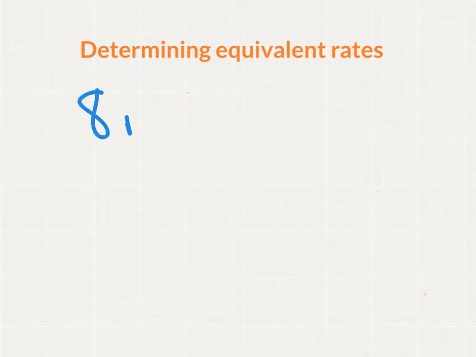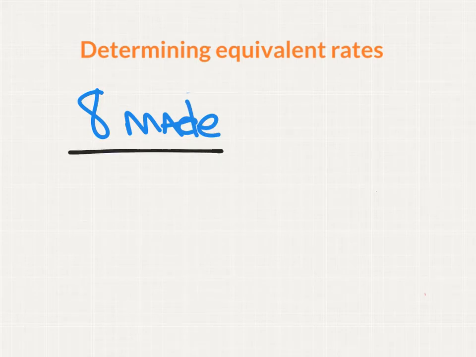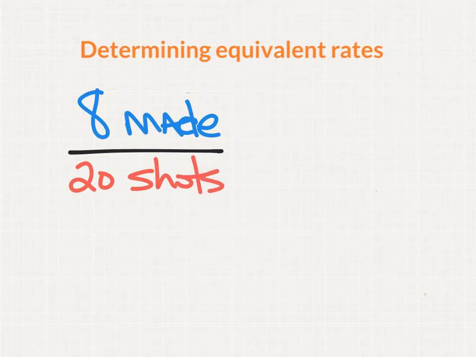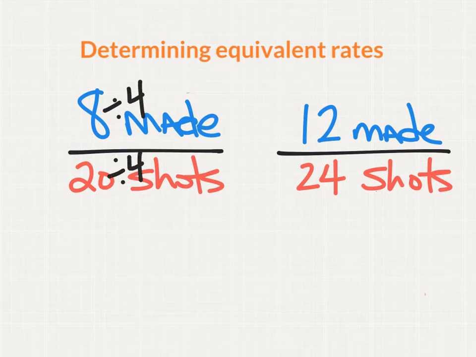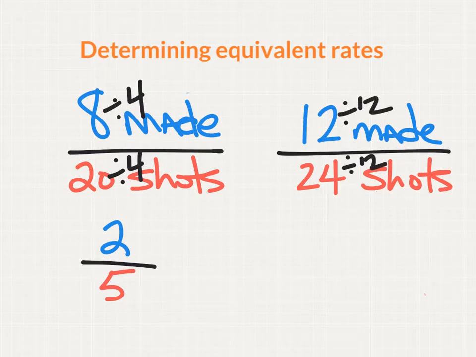Well, what if I made 8 shots when I took 20 shots? And you made 12 shots when you took 24 shots. Would these be equivalent? Once again, I recommend we simplify. So, 8 shots out of 20 would simplify by 4 to where my new rate would be 2 made for 5 taken. 2 out of 5. I could simplify 12 over 24 by 12. And that would give you a rate of 1 shot made for every 2 shots you took.